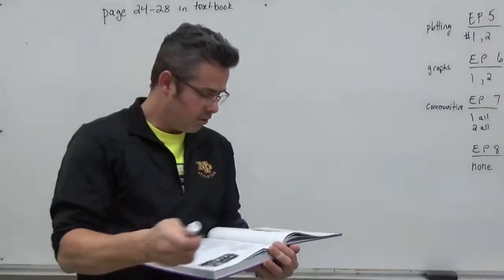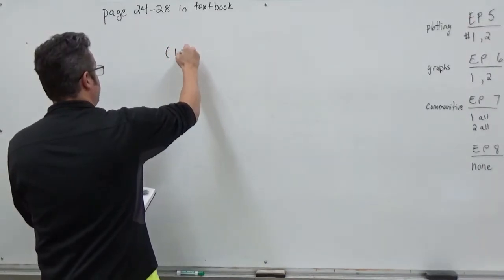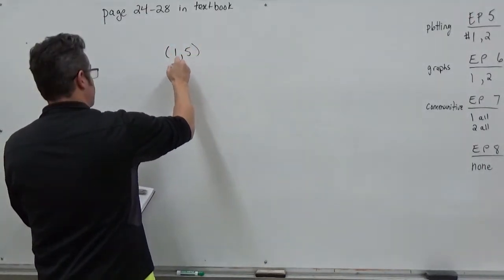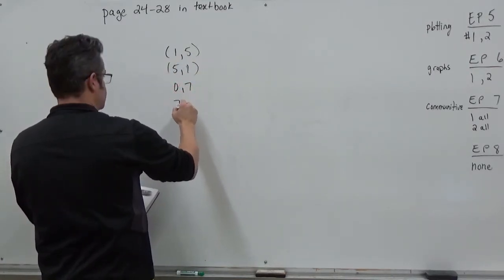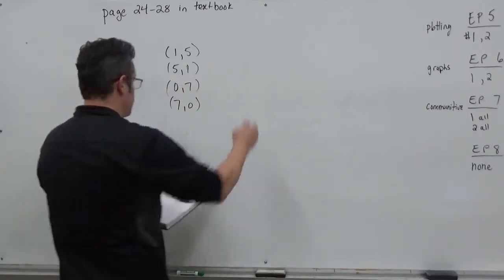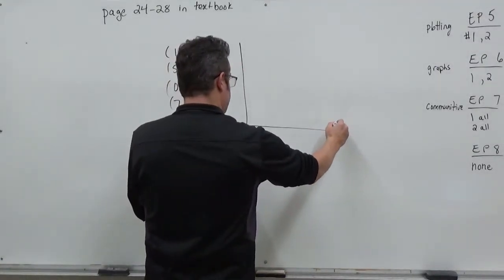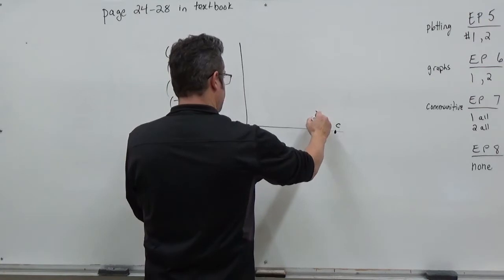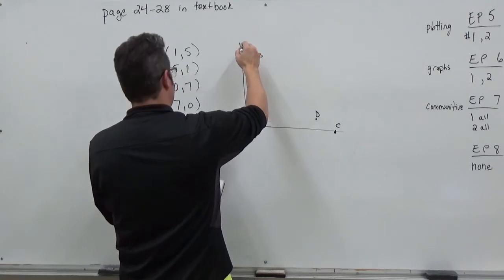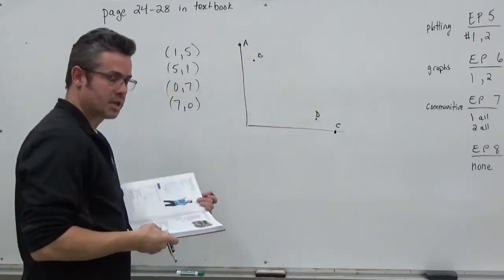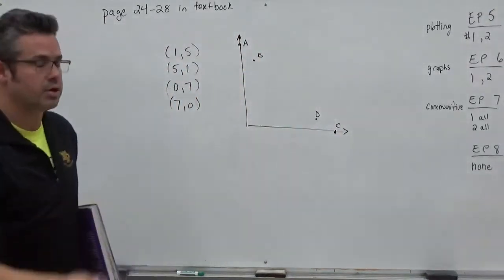Okay, so question number 1. It has 4 ordered pairs: (1, 5), (5, 1), (0, 7), and (7, 0). Then it's got the grid, like so. It has point C here, D is here, B is here, and A is here. I could label in all the numbers, or you could just refer to your textbook.